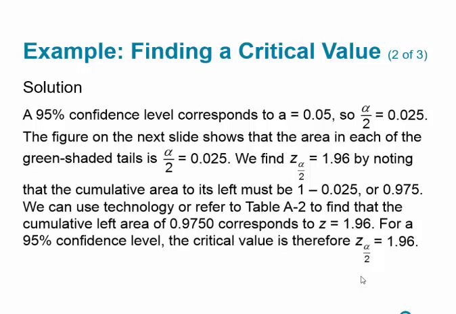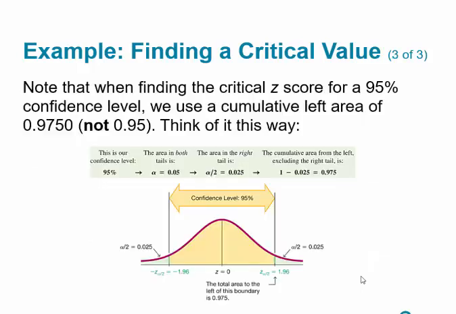So for a 95% confidence level, the critical value is therefore Z alpha divided by 2, which is 1.96. Now, when finding the critical z-score for a 95% confidence interval, we use a cumulative left area of 0.975, not 0.95. So think of it this way. Our confidence level is 95%, our alpha is 5%. So we divide the alpha by 2, we get 0.025. So the cumulative area from the left, excluding the right tail, has to be 0.975.